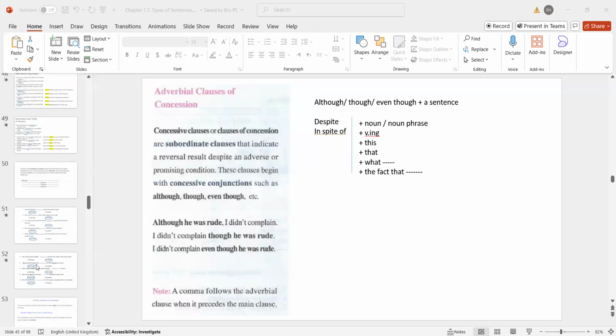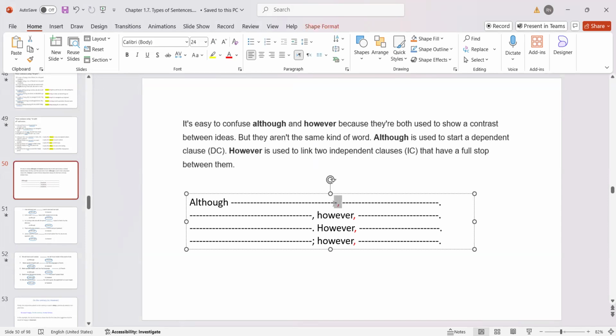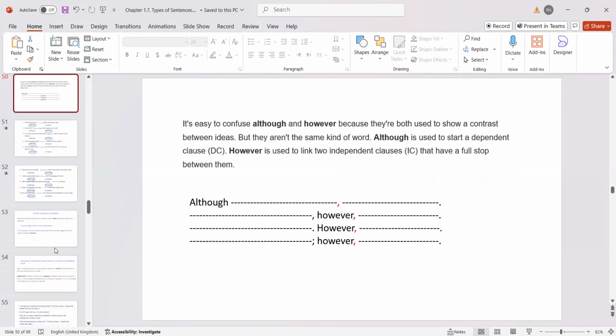And now let's talk about the punctuation. We also covered the punctuation marks. We said if we start the independent clause, we start the clause with although, then we need a comma at the end of the clause. But "however" is followed with a comma. So the comma comes right after however, but the comma comes at the end of the clause when you use although. And then we did some exercises.